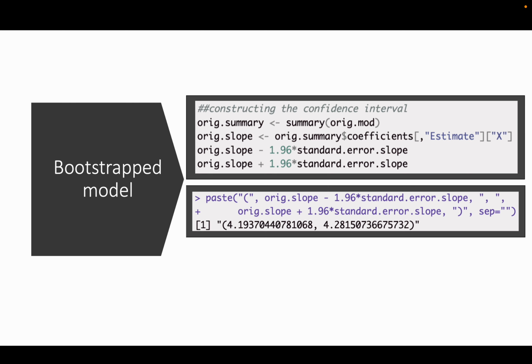Here we are finally computing the confidence interval associated with the bootstrapped estimates. The standard.error.slope parameter is defined to be the standard deviation of the bootstrap distribution from the previous slide. In this slide, I am also extracting the original slope from the first linear regression model, constructed using the unbootstrapped sample from the original simulation. Here we get a 95% confidence interval that ranges from 4.194 to 4.281.